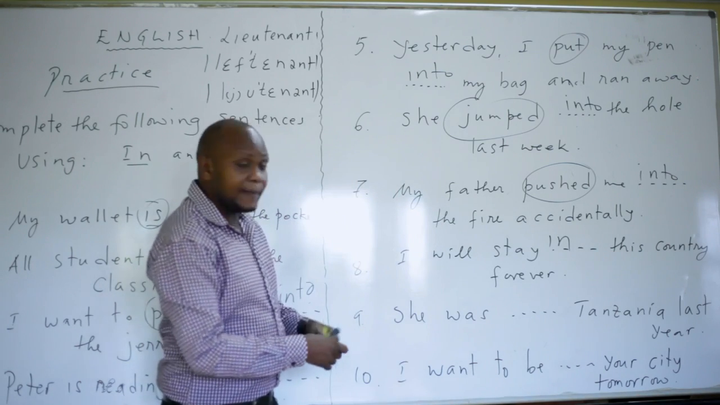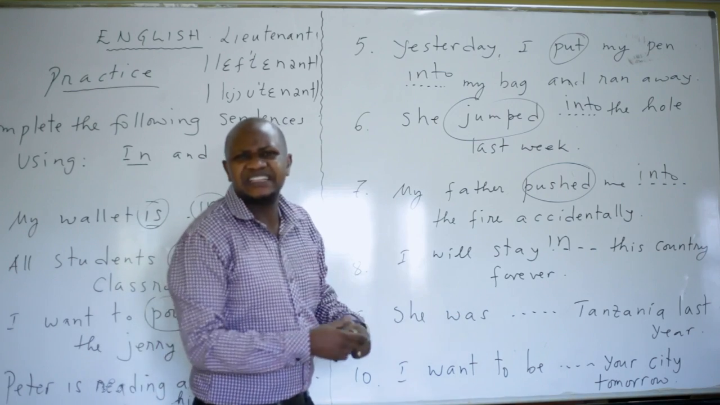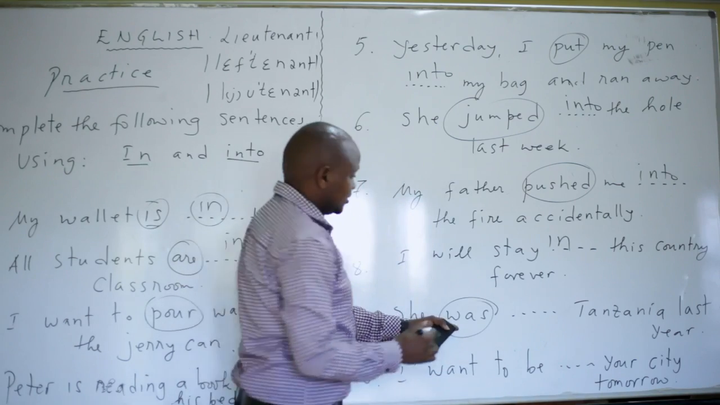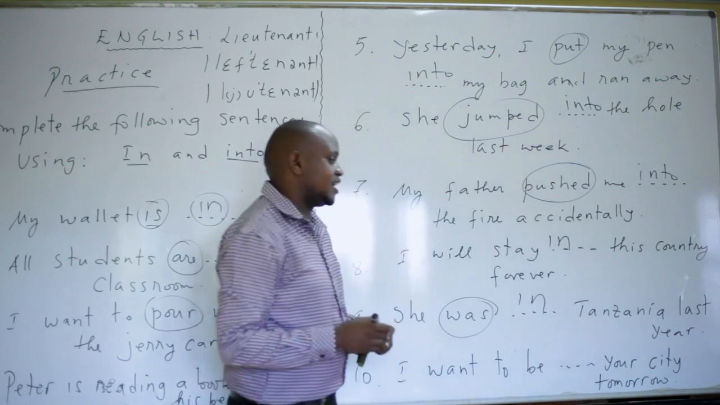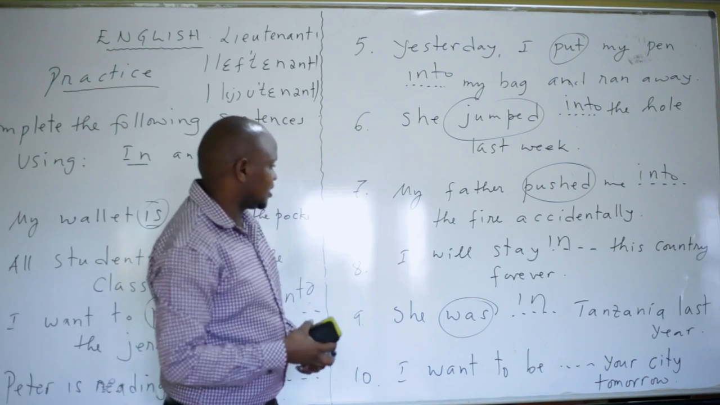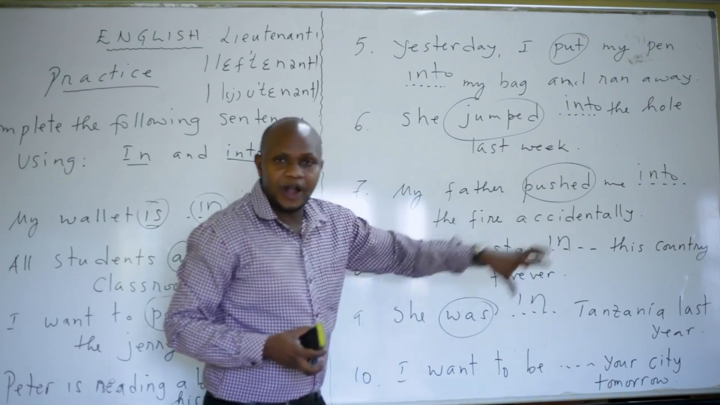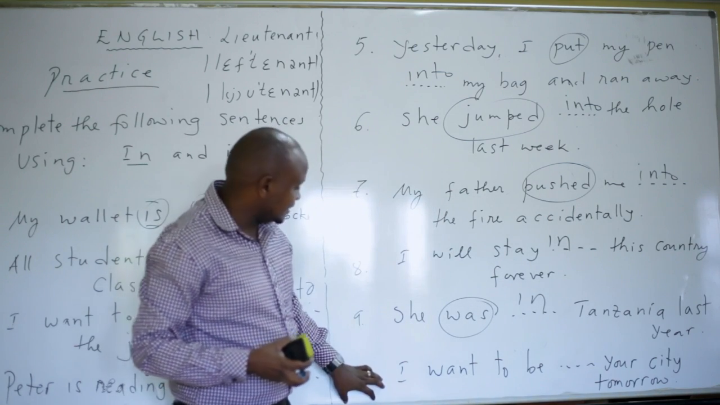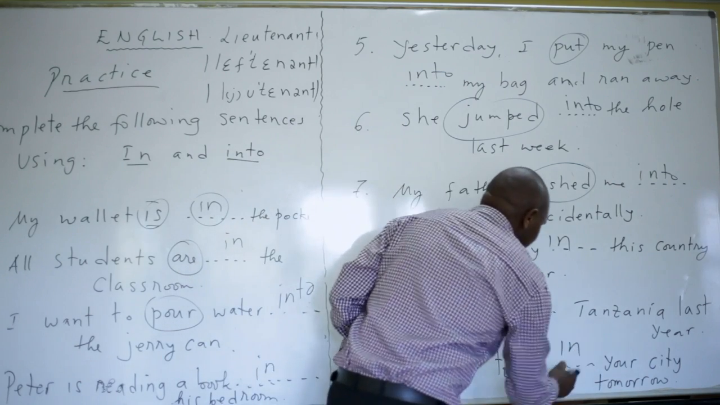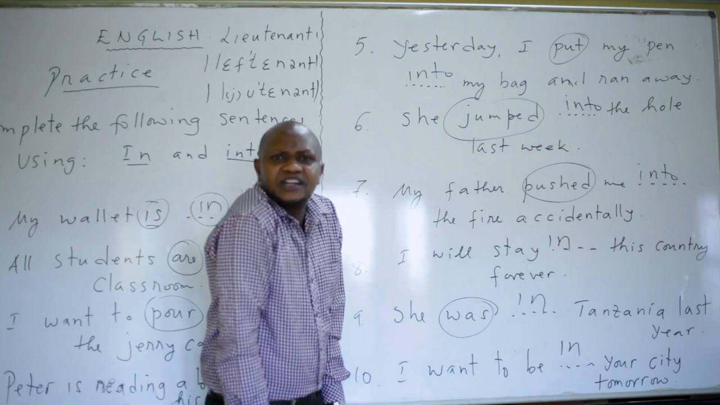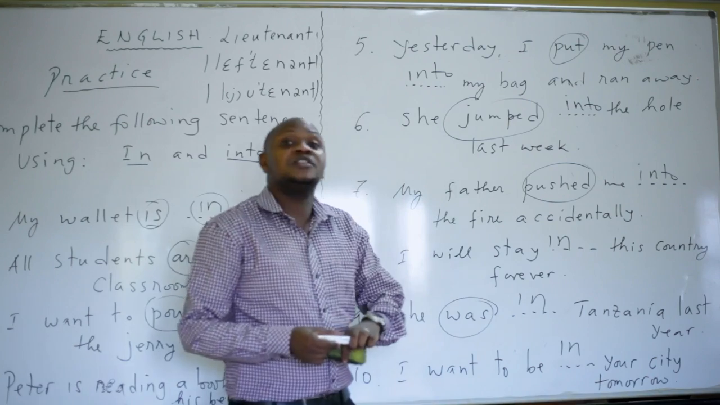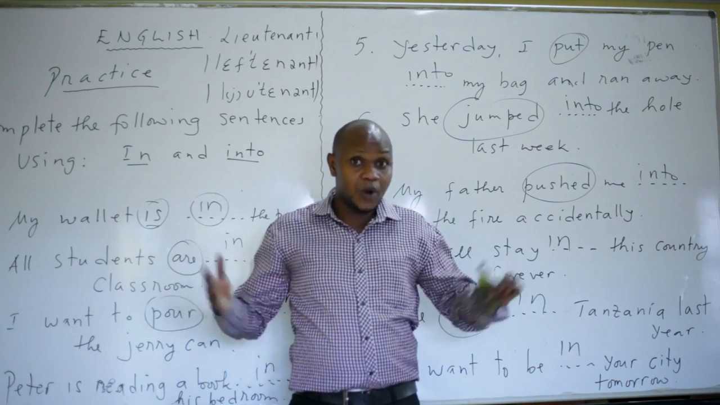Good. Then number 9 is she was. She was. Verb to be. Simple past. That's why we put she was in Tanzania. Yeah, last year. She was in Tanzania last year. Then the last one is I want to be in. I want to be in your city tomorrow.